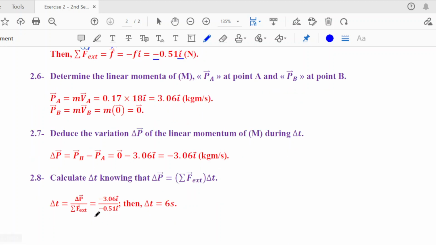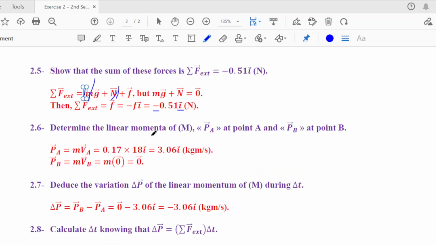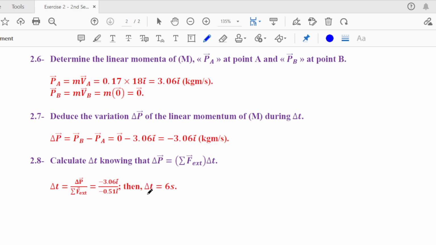We can take the norms. Delta P we found in part 2.7 is minus 3.06, and sigma F we found in part 2.5 is minus 0.51. Therefore we get delta T equals 6 seconds.